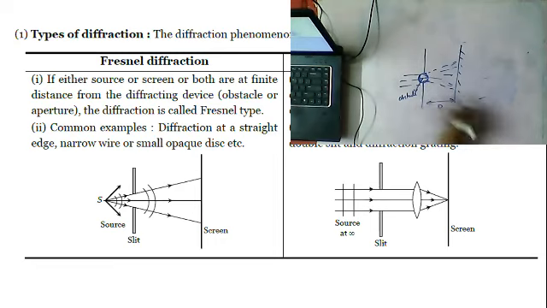The obstacles may be a straight edge, narrow wire, or small opaque disc. What are the common examples we can consider? Straight edge, narrow wire, as well as small opaque disc. These are all common examples of the Fresnel type of diffraction.